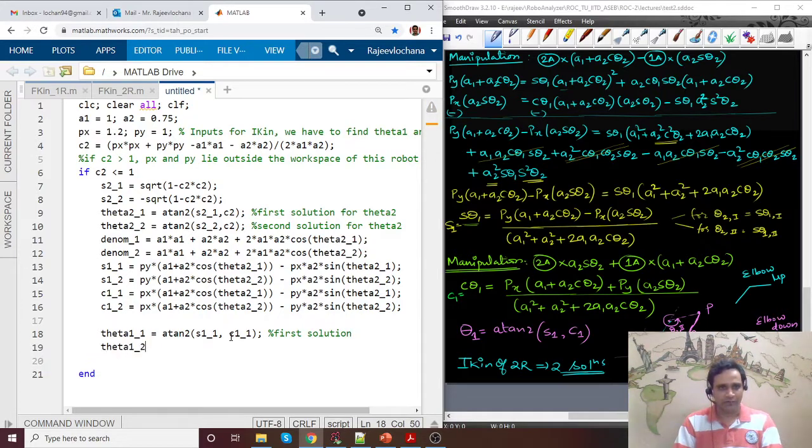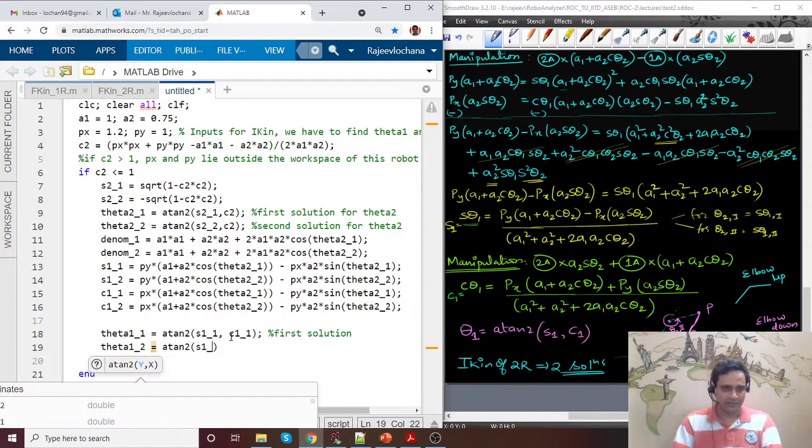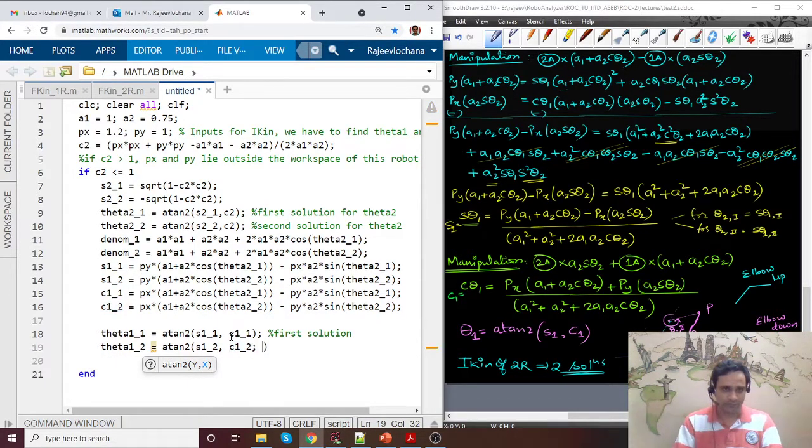Similarly, the second solution for theta 1 you will get when you do atan2, with S1's second solution and C1's second solution. We can't merge them, okay? We can't have a different set here. Geometrically, that doesn't make sense. Second solution.